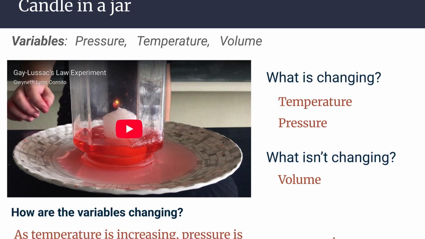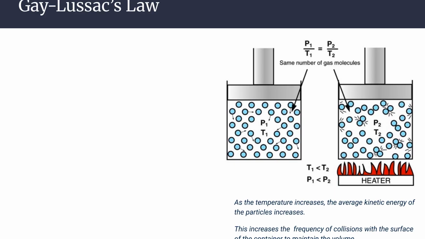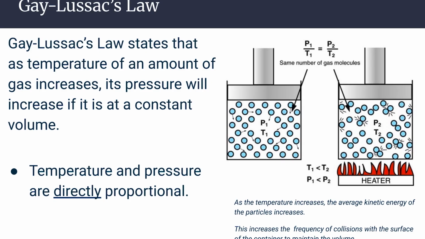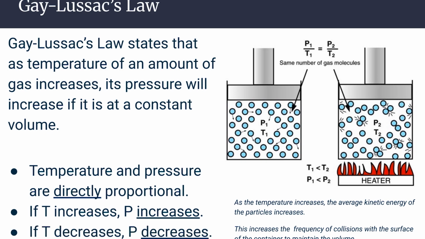Well, as temperature increased because of the heat of the candle, the pressure is increasing. And so with this one, Gay-Lussac's law states that as temperature of an amount of gas increases, its pressure will increase at a constant volume. This again is with the same amount of gas, and temperature and pressure then are directly proportional. So if temperature increases, pressure increases, and vice versa. If pressure increases, temperature would increase. And if temperature decreases, pressure decreases as well.